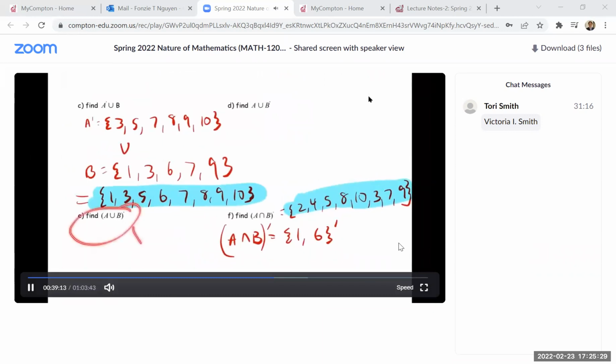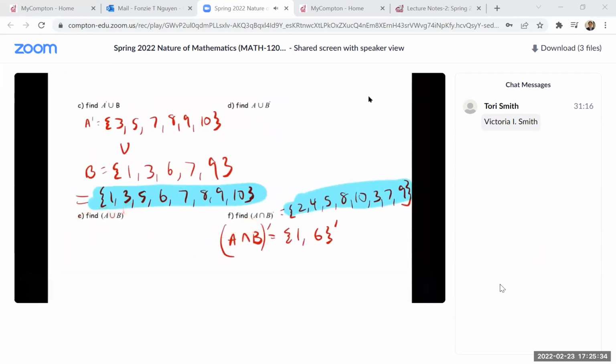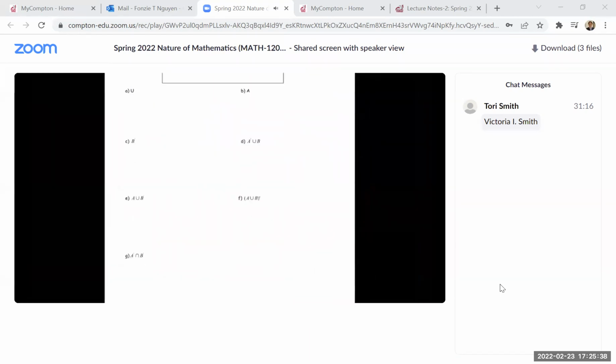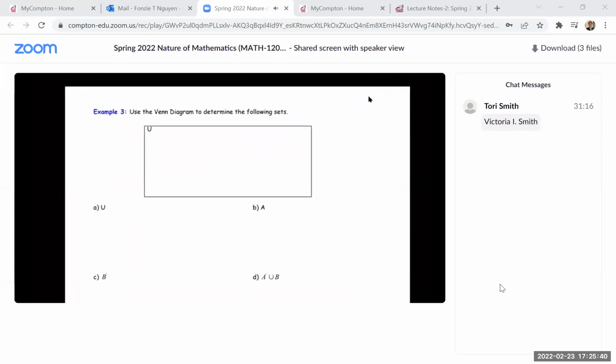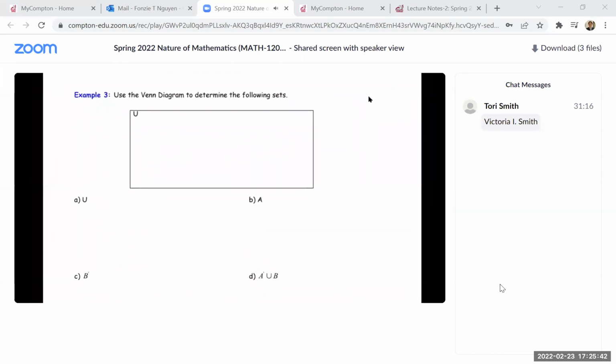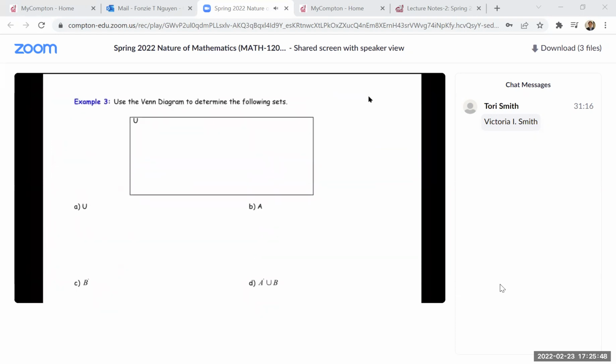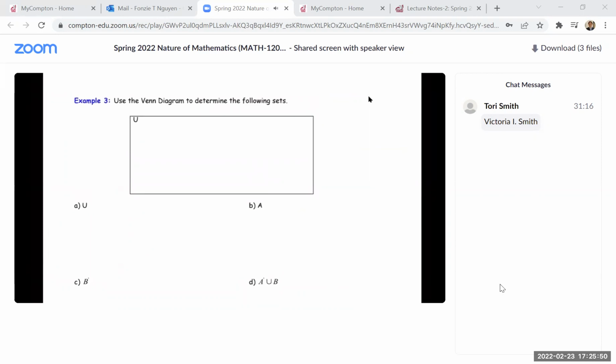So this one is going to be similar to that one, but instead you're going to find the union first and then the complement. So let's just skip over because we still have a couple pages to go. All right, so this one says, use the Venn diagram to determine the following sets. That's weird. They don't have anything there. I think this is a mistake. They're supposed to have something here. So I can just make something up real fast.